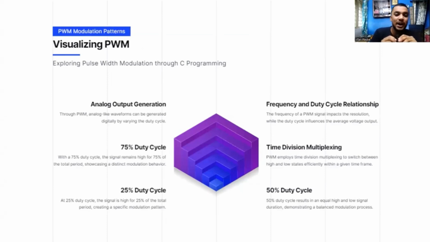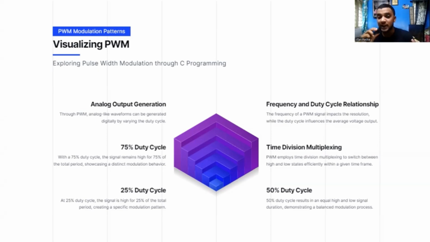Okay. Visualizing the modulation pattern. So we've understood what PWM is, we've understood the applications of PWM, and we understood how it is used. Now we have to understand the visualization of PWM. The topic is pulse width modulation with C programming, if you remember. So we have to visualize this with the help of C programming, and how we can use it in C programming. Visualizing PWM: exploring pulse width modulation through C programming.